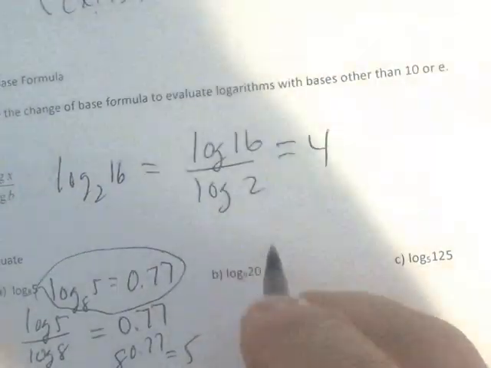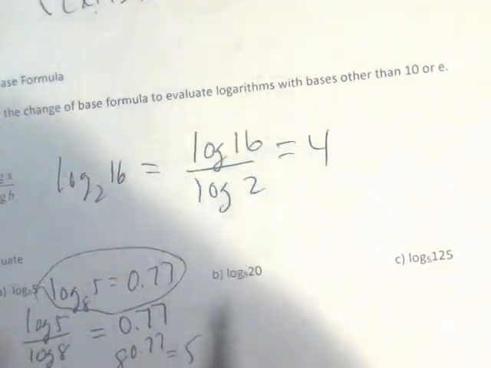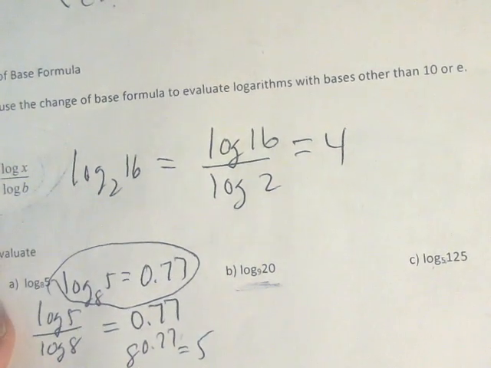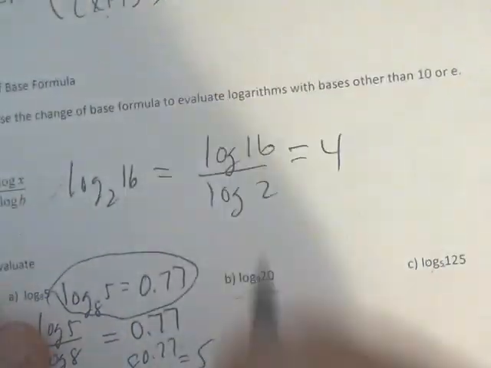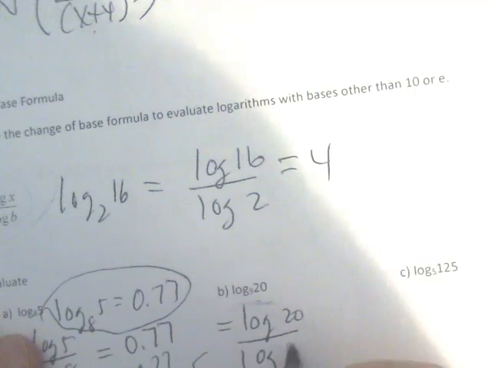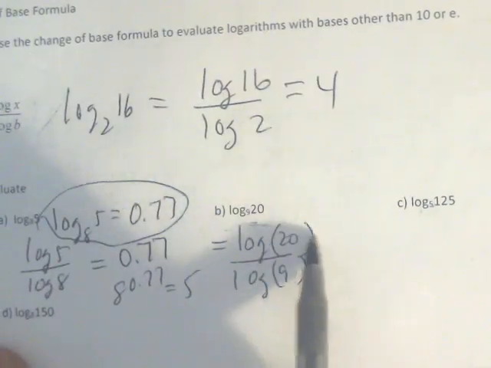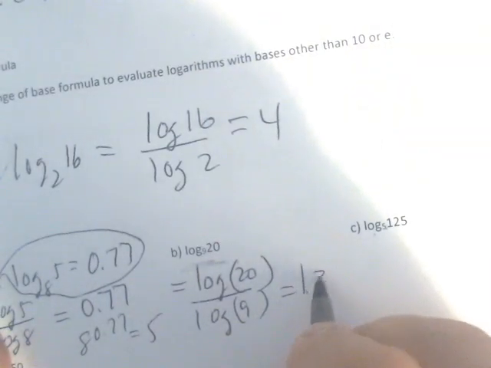So I want you to try the next one. Log base 9 of 20. So this is log 20 divided by log 9, and just some caution, if you're using a calculator where you got to use parentheses, make sure you close them after the numerator, and you should get 1.36.